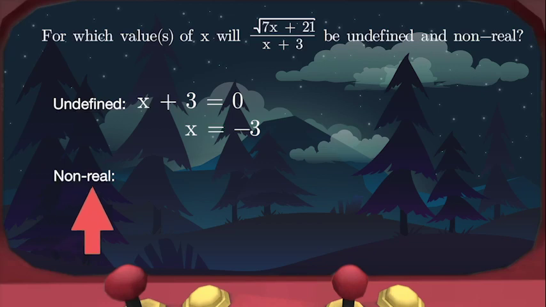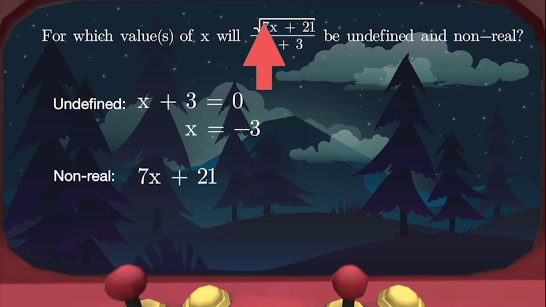So I write down non-real, and then I have 7x plus 21. Now, where did I get that from? I take this part inside the square root, and this should give me a negative number. So what must I do so that we can figure out what makes this a negative number? Well, we're going to take the 7x plus 21 and we're going to make it less than 0.